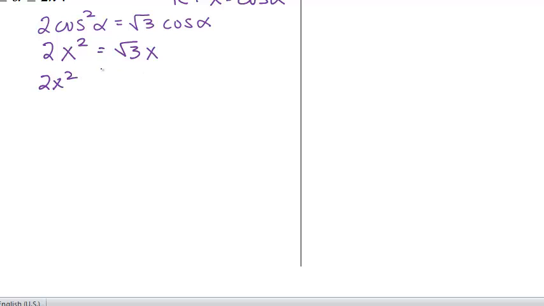So the equation is 2x squared equals root 3 times x. I'm going to move root 3x to the left-hand side here. And the first step would be to factor it. So I'm going to pull out an x.